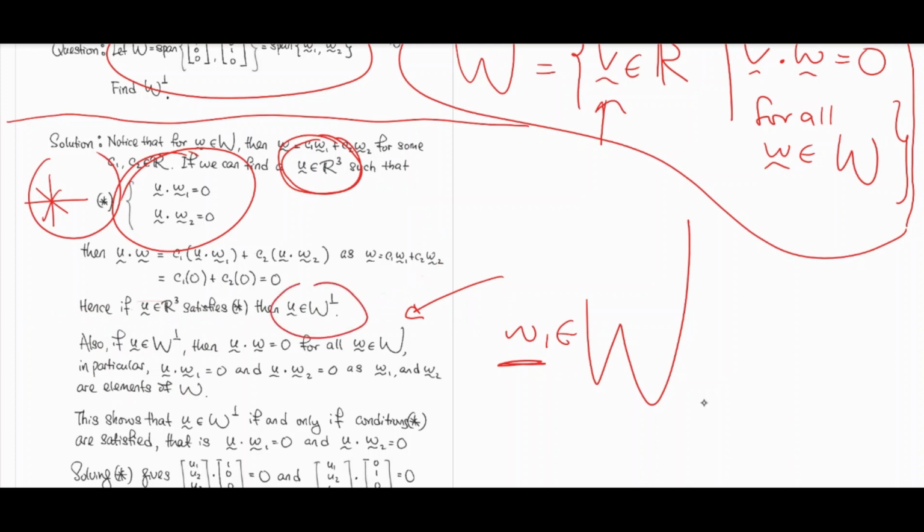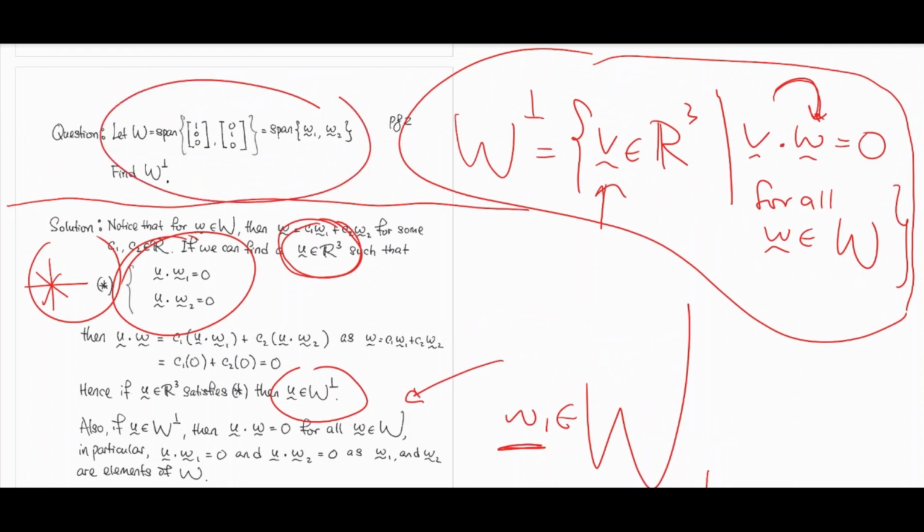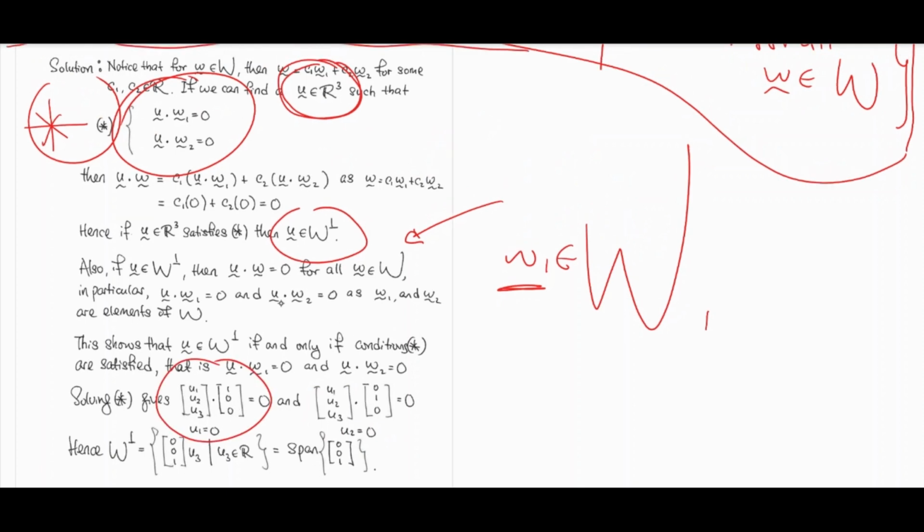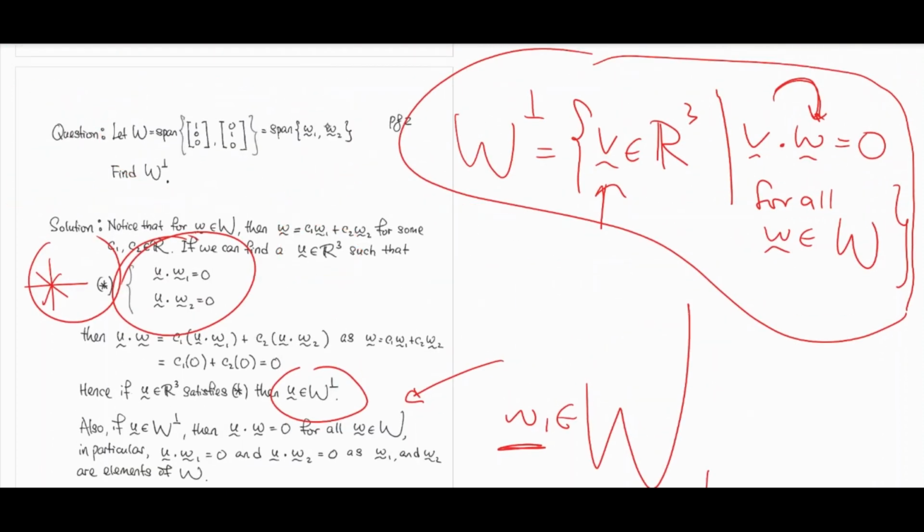So this observation allows us to find W perp pretty easily if you know that your W is a span of some vectors. To find W perp, we just need to find the vectors such that the dot product with w1 and the dot product with w2 have to be 0. In other words, we are looking for the vector u that is orthogonal to w1, and you're looking for vectors that are orthogonal with w2, and this will be enough to figure out what is the orthogonal complement of this vector space W.